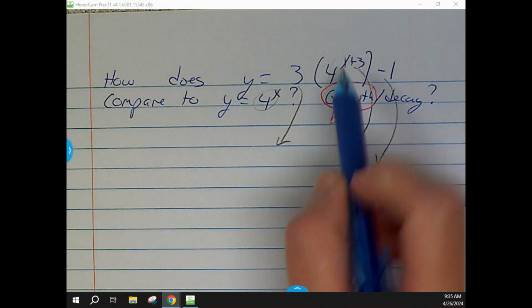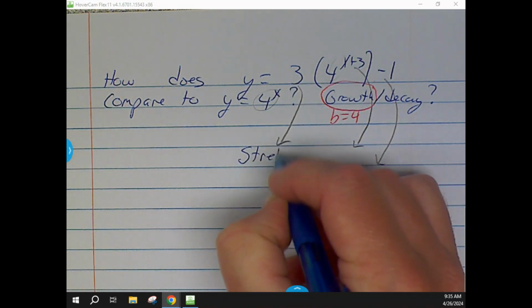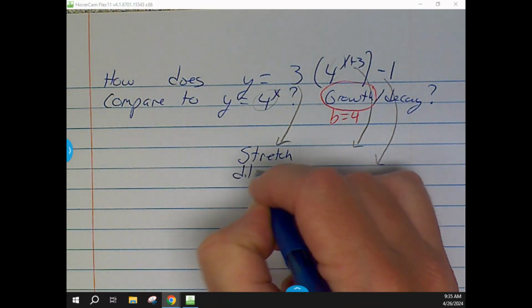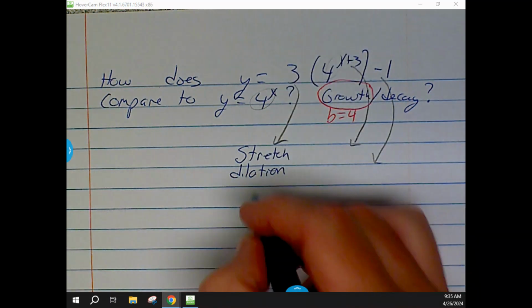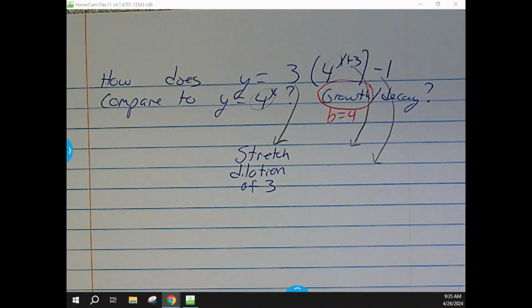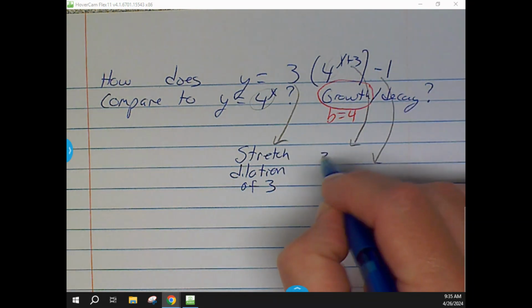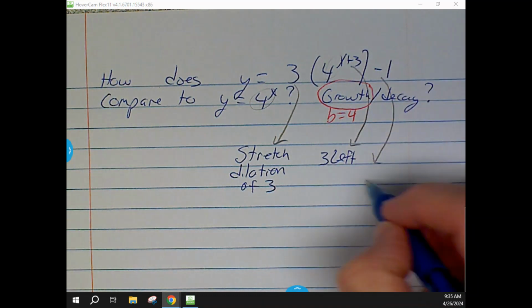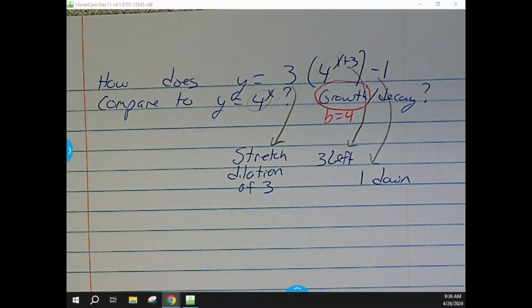All right, 3 is on the outside. 3 is definitely bigger than 1, so that makes it a stretch. Again, they may just say dilation. So stretch, dilation of 3. All right, this plus 3 is on the inside. So that's 3 to the left. The 1 is on the outside. So it's down. There you go, 1 down. So anything in the exponent, that's your left and right movement, opposite direction. Anything outside the exponent, that's your up and down movement.